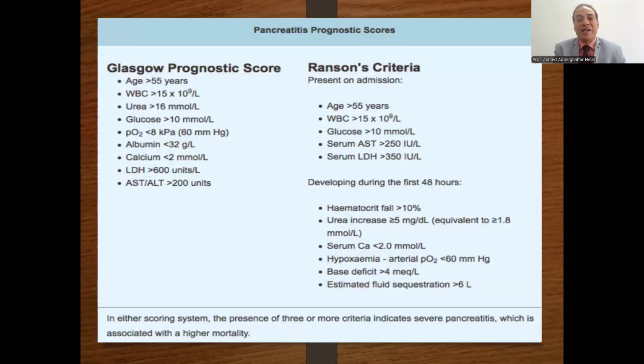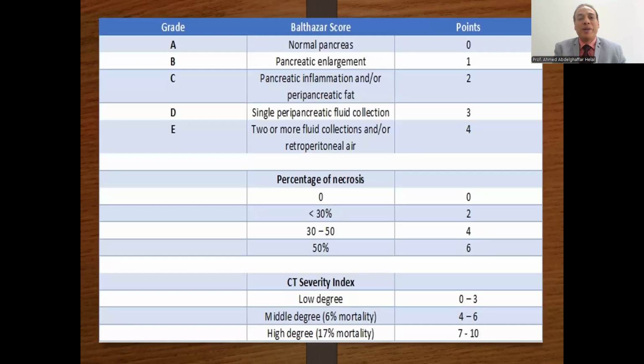As we seek to revise, the Glasgow prognostic score and Ranson criteria at admission and after 48 hours can be applied in children, however with some limitation, as some items cannot be applied in children. Also, the Al-Azhar score grades the pancreas as normal, enlarged, or with peripancreatic inflammation, and gives the percent of necrosis, whether 0, less than 30, or 30 to 50, and then the severity index, low, middle, or high degree, according to the points.